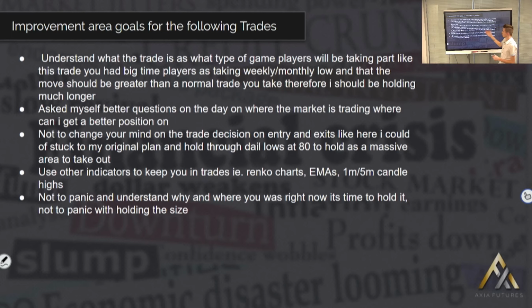Then understanding you're going to hold much longer. Asking yourself better questions during the day, like how the market's trading and where it is. You could have sold the single prints again that you left in the morning from the China comment. There's another way to get in, and then you would have much better positioning. Not to change your mind on your trade decision, on the entry and exits. That 80 level I should have been staying in; I shouldn't be getting out of anything that wasn't my original idea. They were the key areas you should have been breaking through.